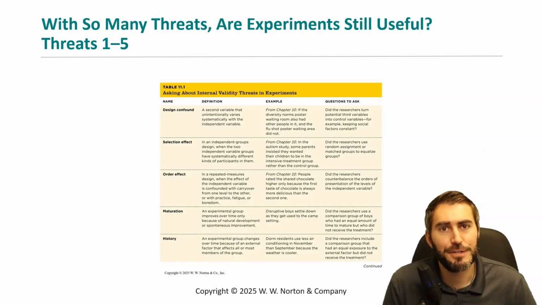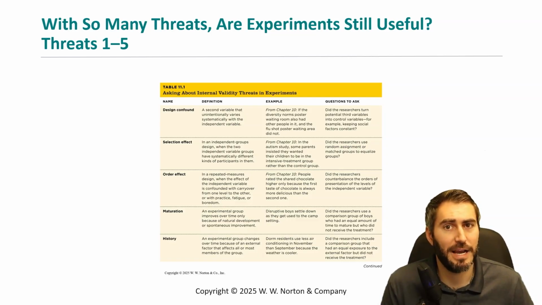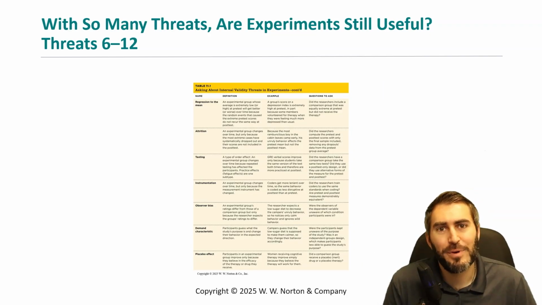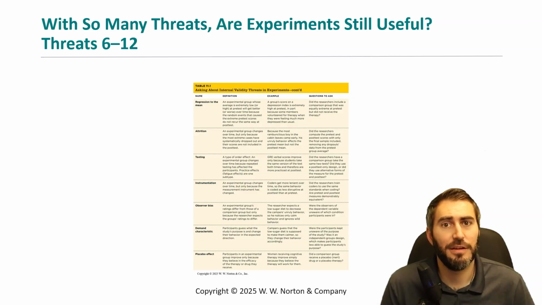Here we can see the first 5 threats, specifically design confounds, selection effects, order effects, maturation, and history. We just discussed these in detail, but hopefully this table helps to keep them organized and see them presented together in one place. Here we see the remaining threats to internal validity of experimental designs. We have regression to the mean, attrition, testing, instrumentation, observer bias, demand characteristics, and finally, the placebo effect.